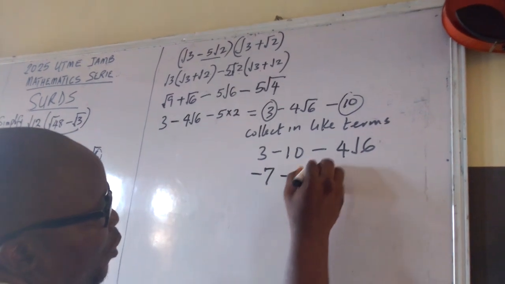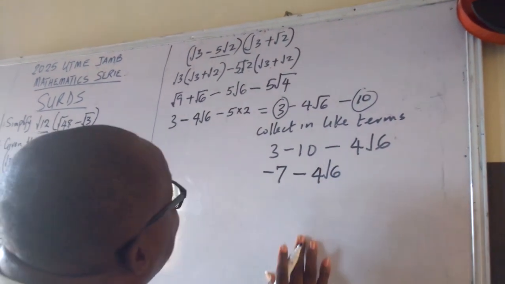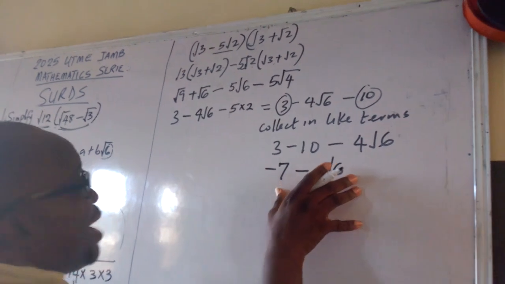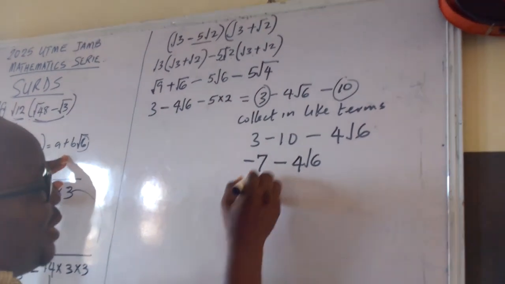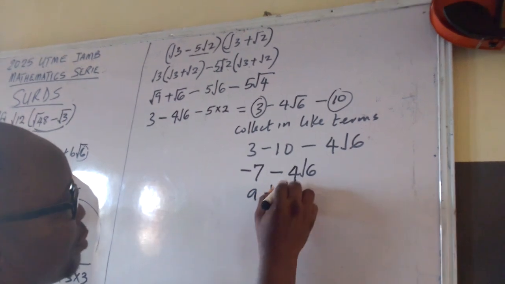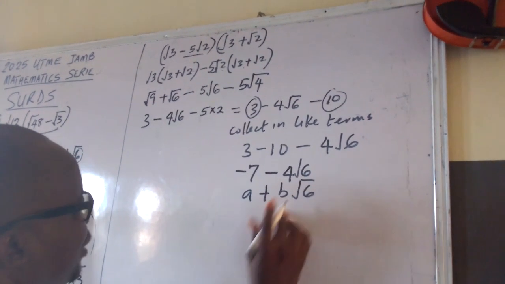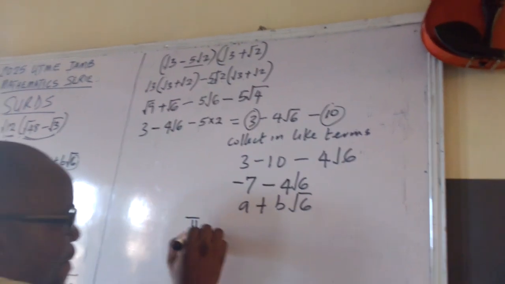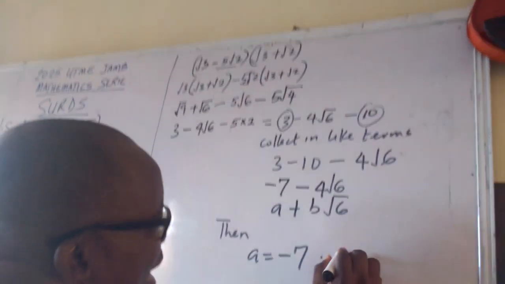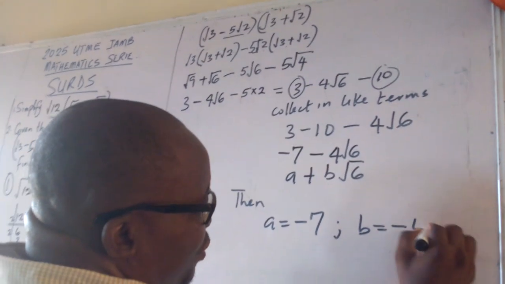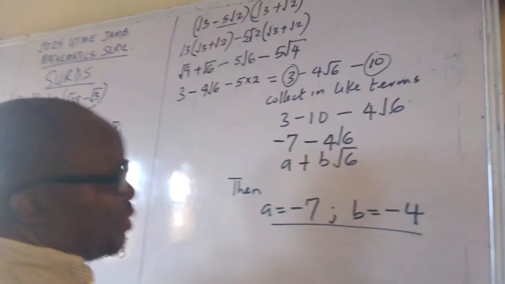Minus 4 root 6. If I compare this answer that I've gotten at the end of the expansion with A plus B root 6, then my A will be equal to minus 7, while my B will be equal to minus 4. That will be my answer. Thank you.